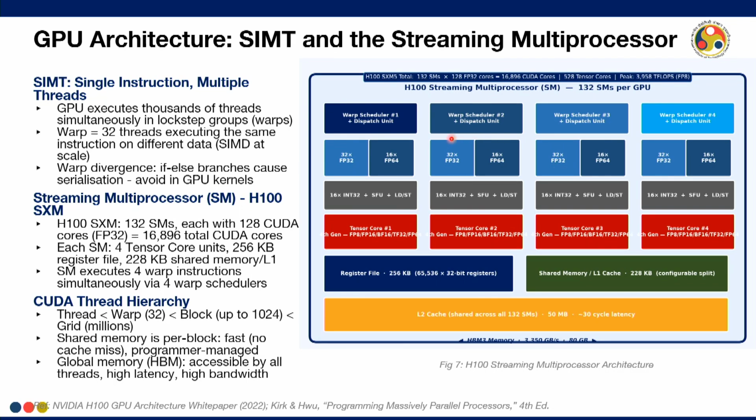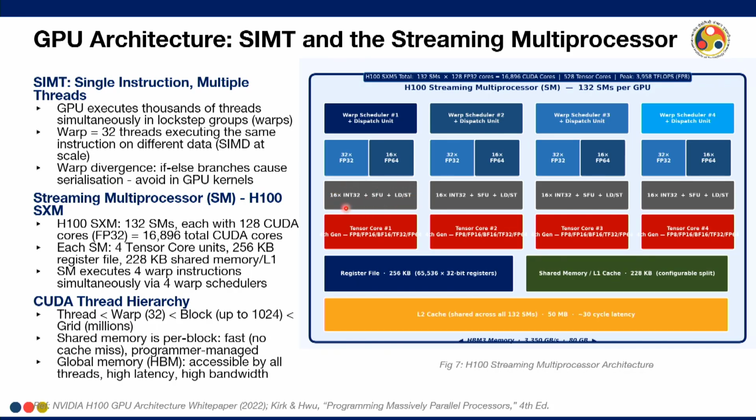Okay, and each SM will have, so how many floating point units are you seeing? In each execution unit you have 32 single precision units and 16 double precision units, such that you have 32 into 4 such cores, which is basically the 128 single precision CUDA cores. Each streaming multiprocessor also has 16 integer 32 units, plus special function units, plus load store units.